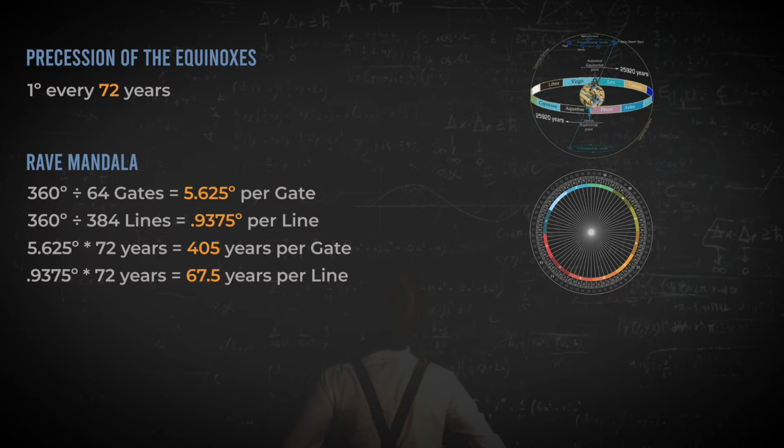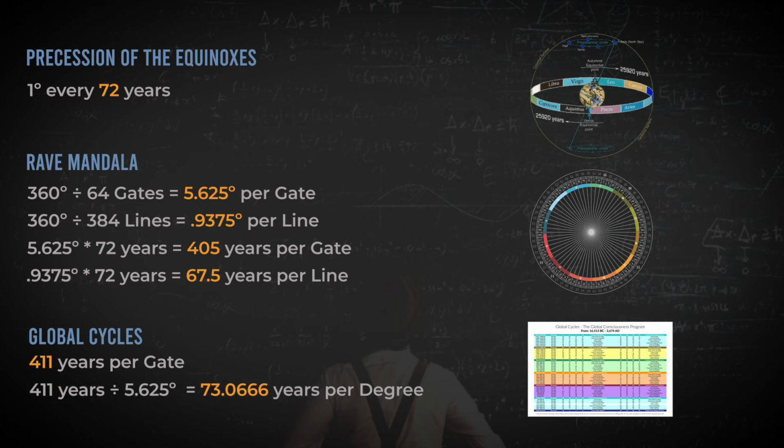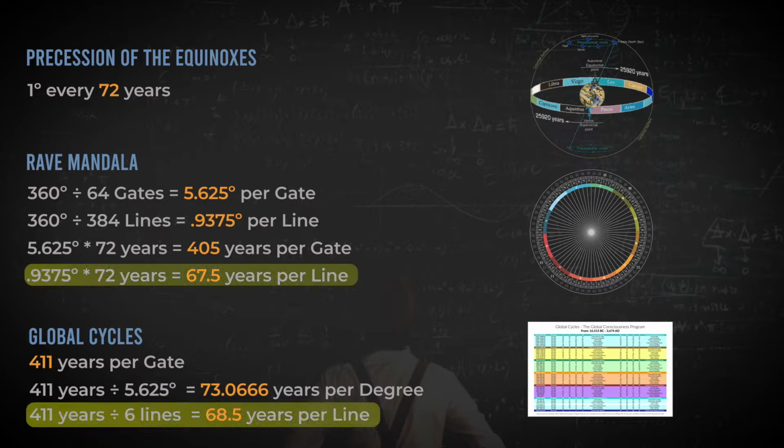Great, I'm on board. Then I look at this document closer, and it doesn't say 405 years, it says 411 years per gate, right? Which is about 73 years per degree. Again, it's only off by 1 degree. I think it's margin of error, pretty interesting. So it didn't dissuade me, right? And so then it's like, well, this is 68 and a half years per line. Again, we're only off by a year. Margin of error, I'm still good with it, right?